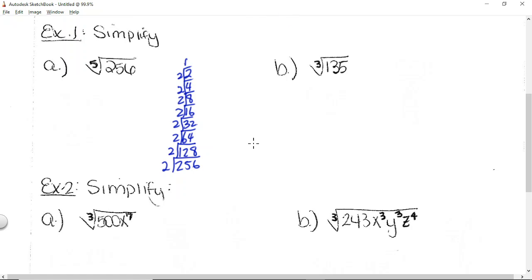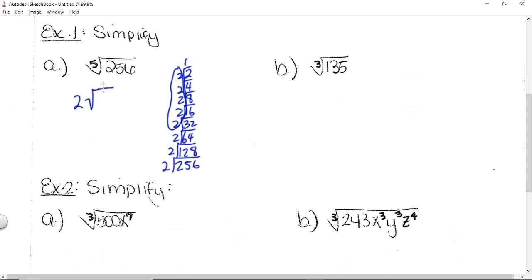That's our prime factorization. Okay, so now we want to look for groups, but it's groups of 5, because the index is 5. Okay, so we have these 2's. We'll group 5 of them. Okay, and just like before, that's all the groups we can make. There's no more groups of 5. So there's just one group of 2's, so a 2 comes outside the radical.